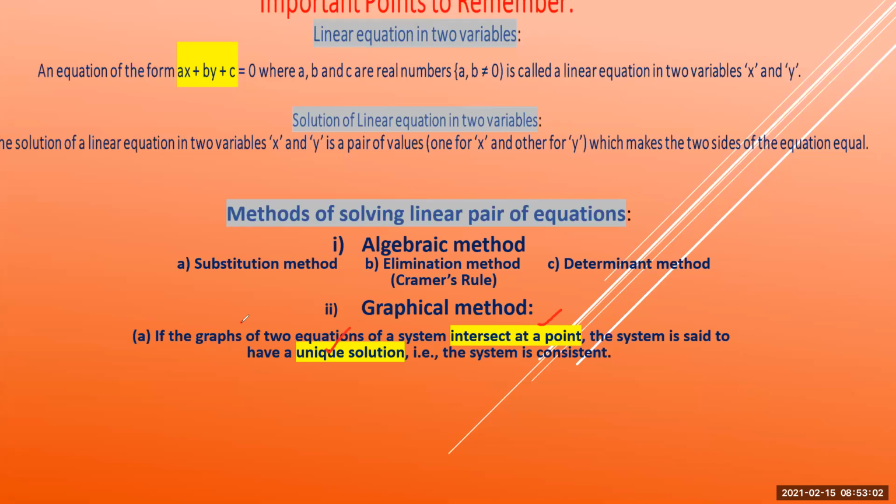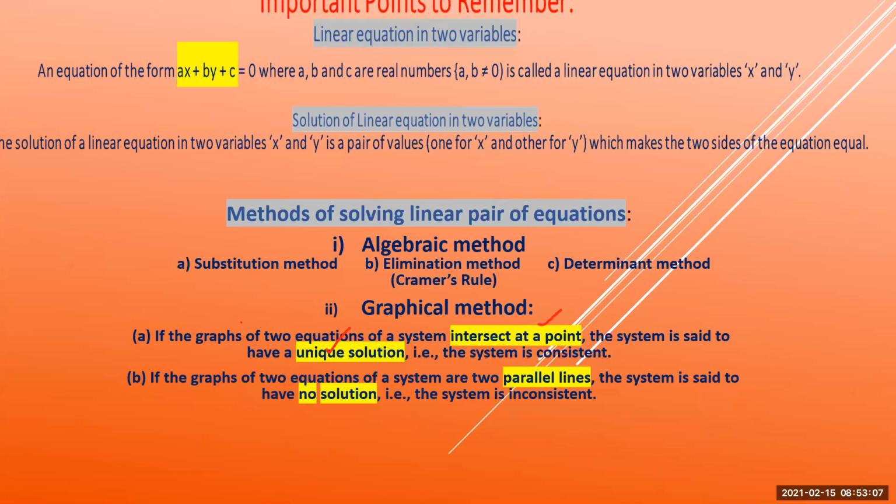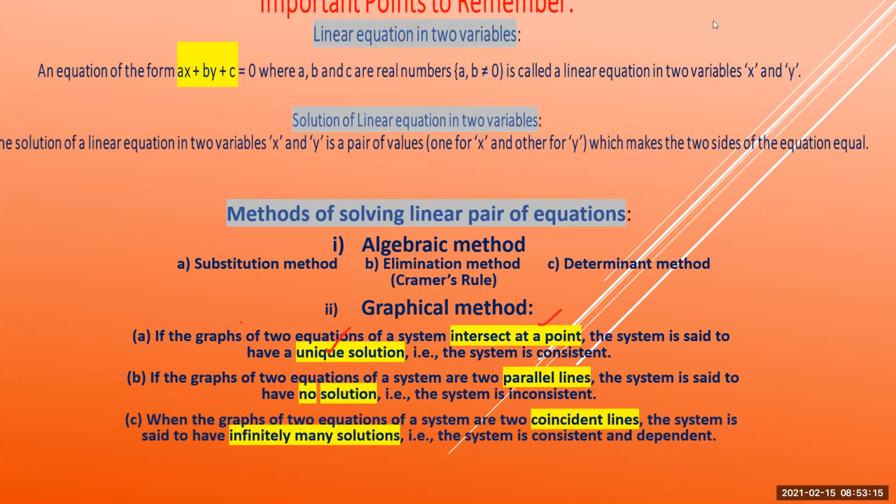Next, if the graphs of two equations of a system are two parallel lines, then we say it has no solution. If the lines are parallel, they are not intersecting anywhere, so there will definitely be no solution. And finally, if the lines are coincident, then we say there are infinitely many solutions. These three things are very important when solving linear equations with the help of the graphical method.